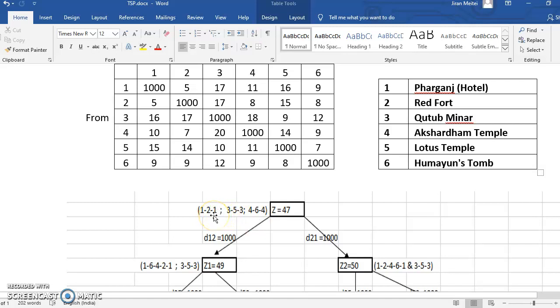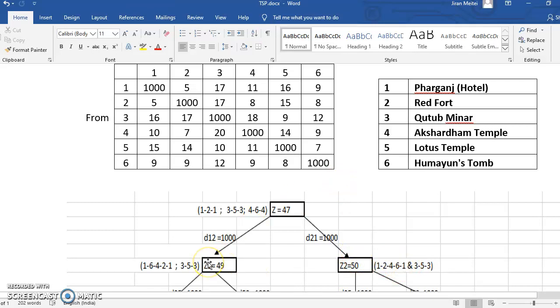Now let me select the first subtour. So I'm using the first subtour for doing the branching of the problem. The number of branches depends on the number of connections of the subtour that you have selected. Since I have two connections in the subtour, I'll be having two branches over here. This is the first branch, subproblem 1, and this is the second branch, subproblem 2.